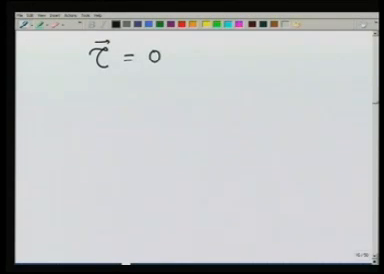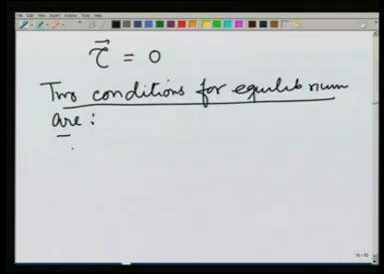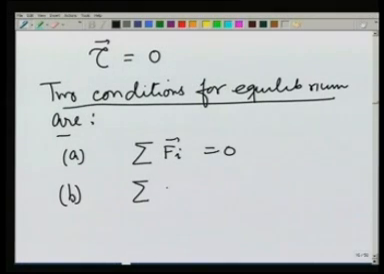So, if we want that in addition to not moving, the body also does not rotate for equilibrium, then the torque on the body should also be 0. So, two conditions for equilibrium: A, the sum of all the forces F_i be 0, then the body would not move, and B, the sum of all the torques applied on the body should also be 0.